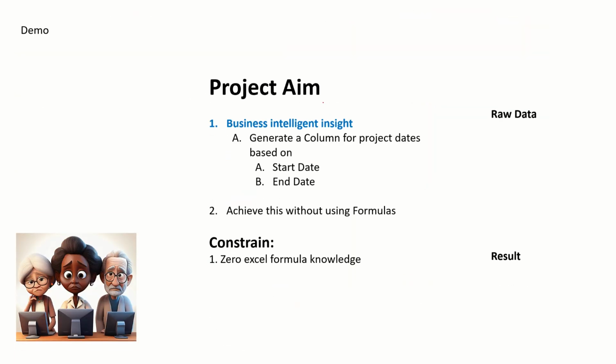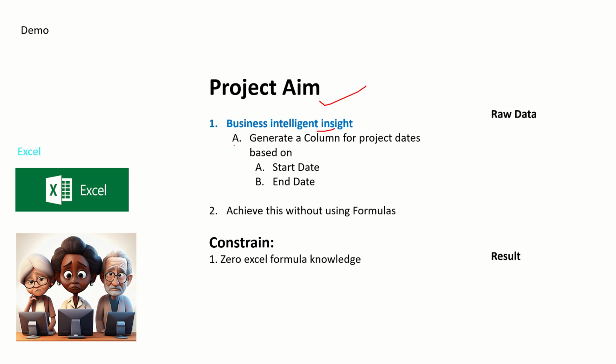Okay, we have the project aim. Clearly we can see from the project aim they want us to get an intelligent insight. What will this be about? As you can see from A, they want us to generate a column for project date based on, okay, there's two criteria here. A, based on the start date and an end date. Alright, how do we know the start date and the end date that they want? I guess we're going to see it on the next page.